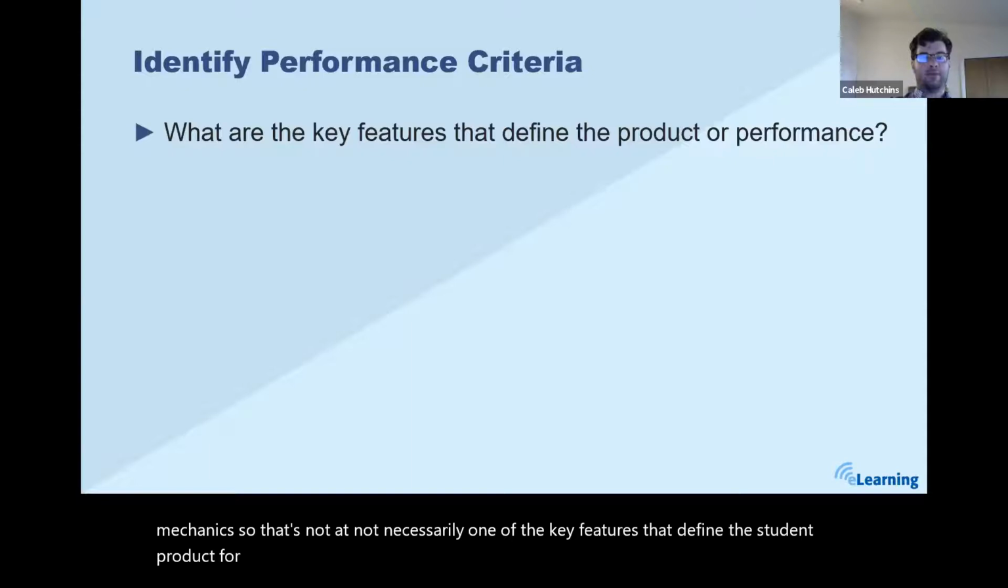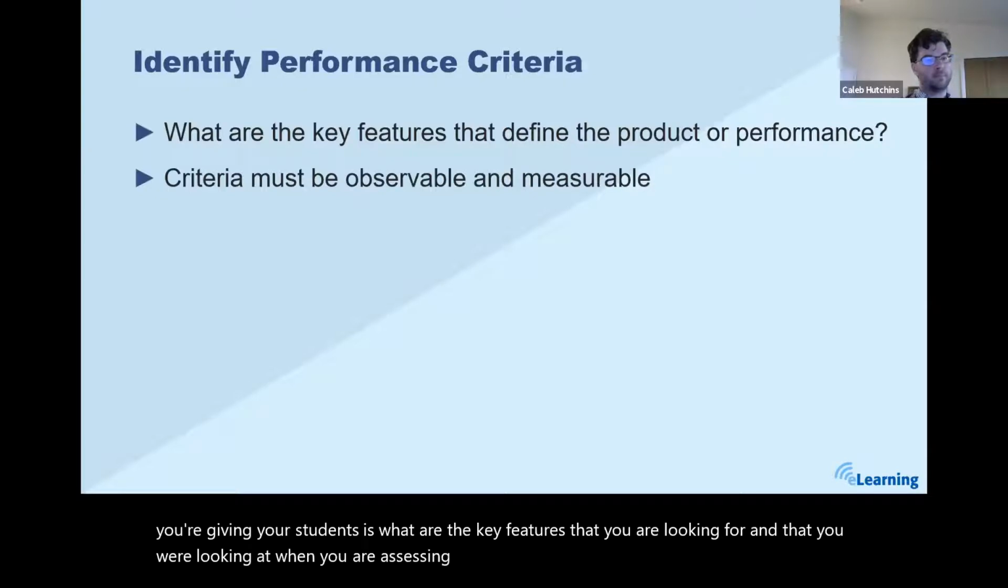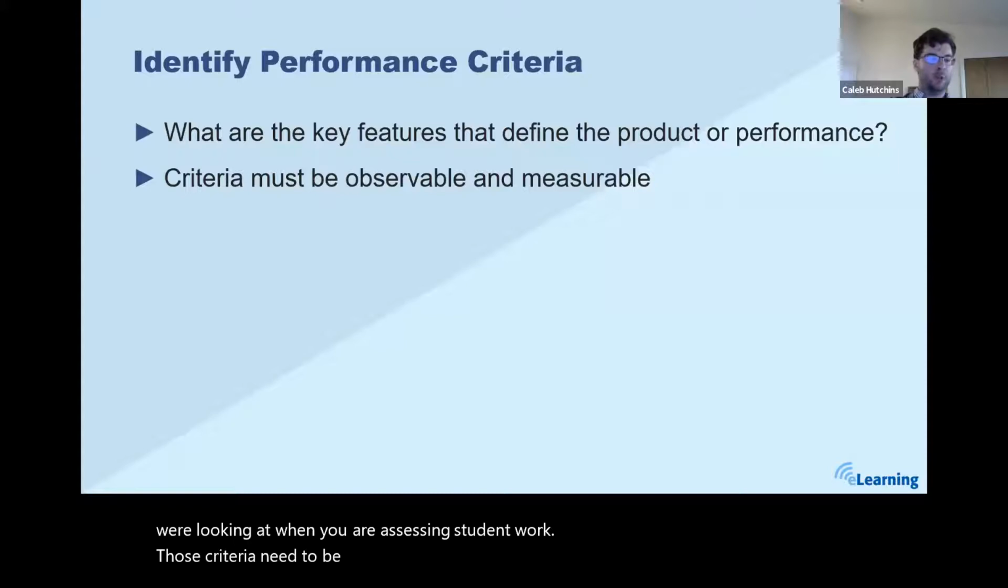But that's something that you have to determine for every assignment that you're giving your students, is what are the key features that you are looking for and that you are looking at when you are assessing the student work. Those criteria need to be observable and measurable.